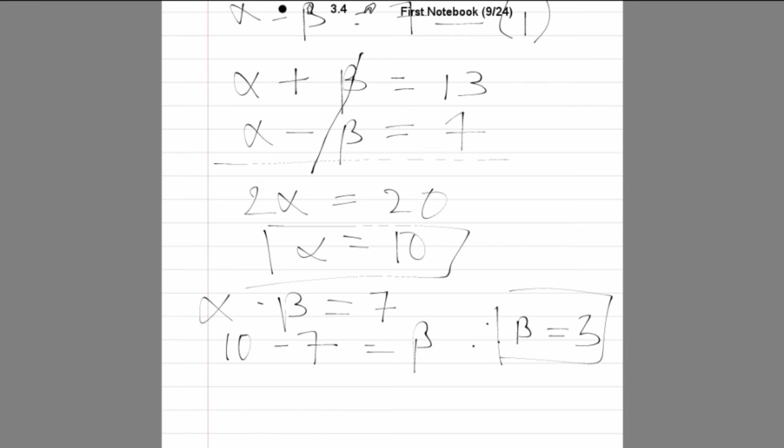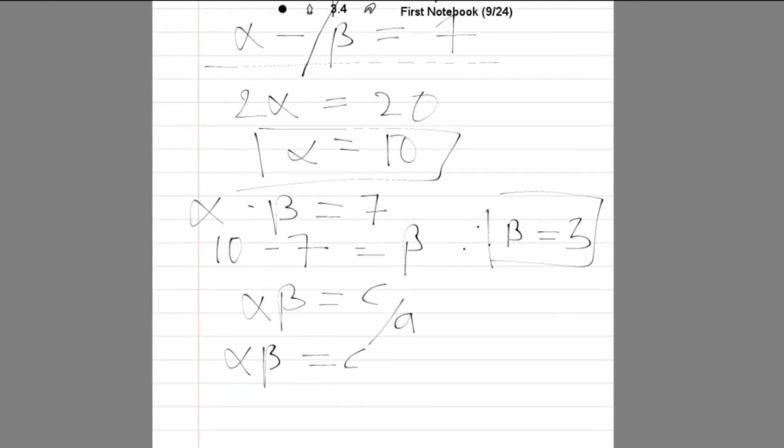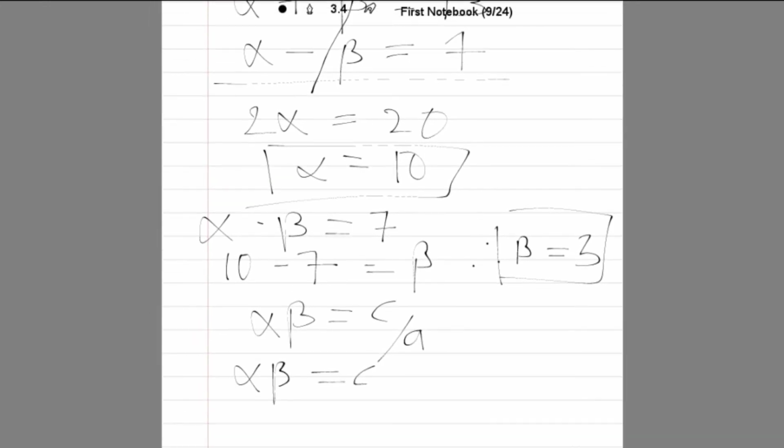So after that, we have one more relation between the coefficients and the roots. So alpha beta is equal to c by a. Right, now we know the value of a, that is 1. So what we will get is alpha beta is equal to c. Now here we know the values of alpha and beta, so we can just substitute and get the value of c. So c is equal to, alpha is 10 and beta is 3.